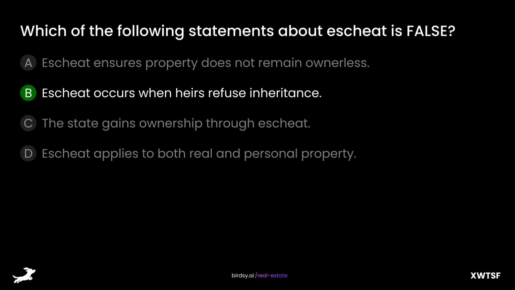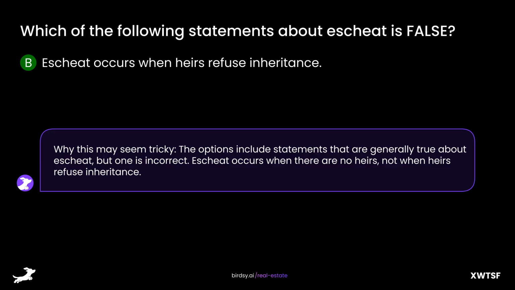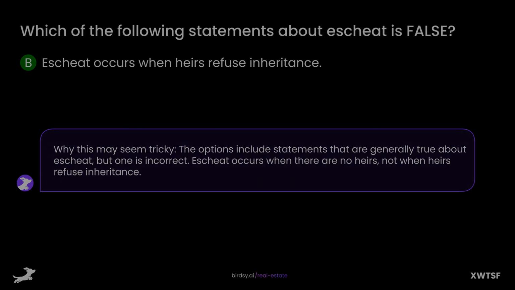The answer is B, escheat occurs when heirs refuse inheritance. Why this may seem tricky. The options include statements that are generally true about escheat, but one is incorrect. Escheat occurs when there are no heirs, not when heirs refuse inheritance.